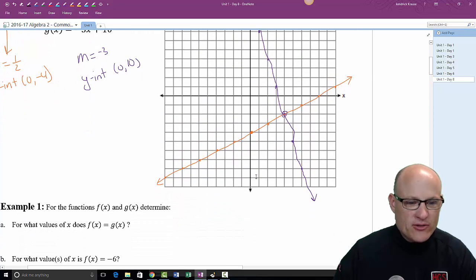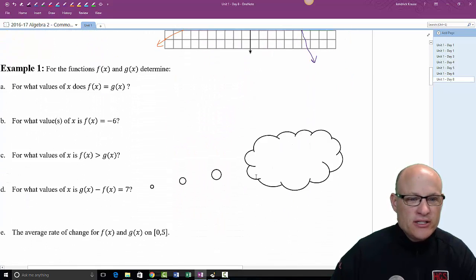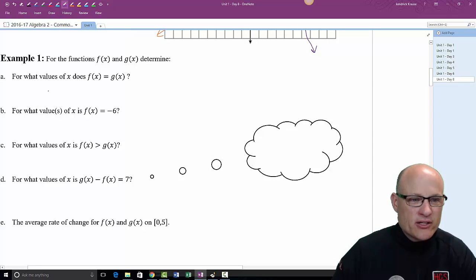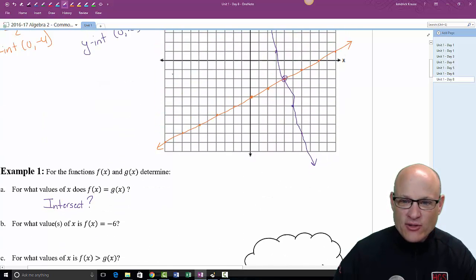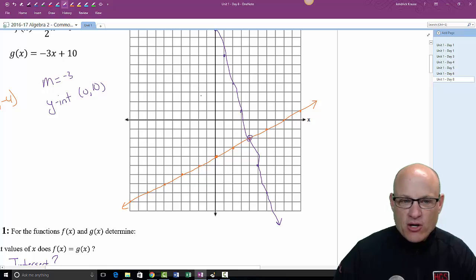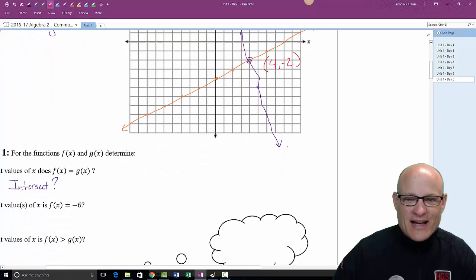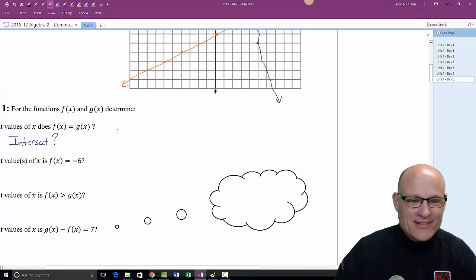First question is, for what values of x does f of x equal g of x? What they're asking for here is where do they intersect? For what values of x? Notice I'm only asking for the x value, so I come back up here. I might come by and say, okay, this is 1, 2, 3, 4, -2. This is the point (4, -2). But it says for what value or values of x. So this one is just x equals 4.